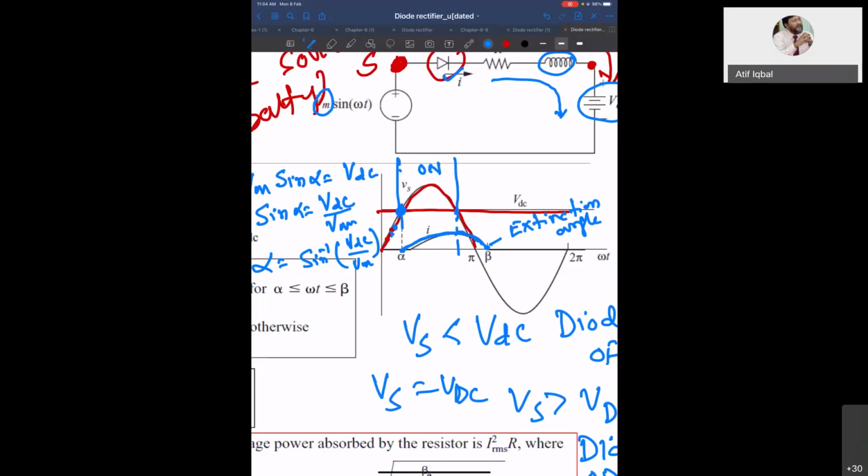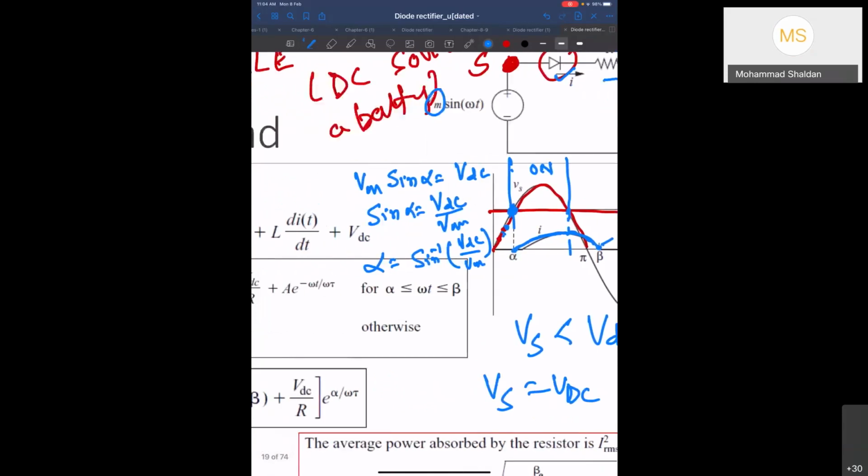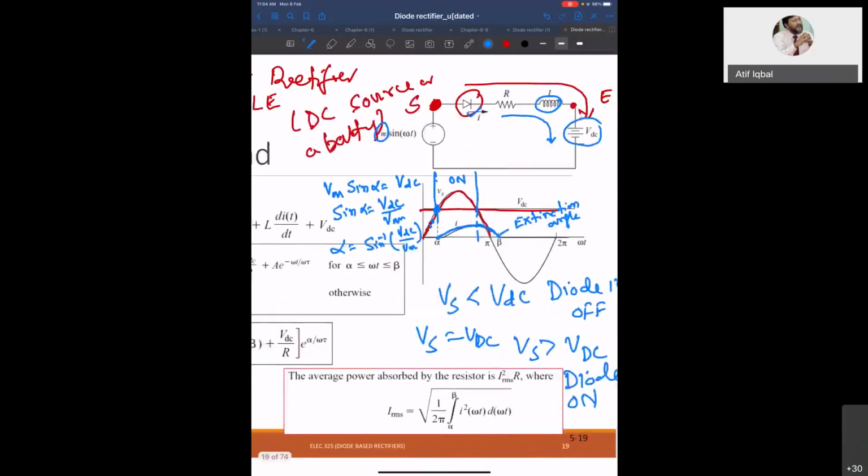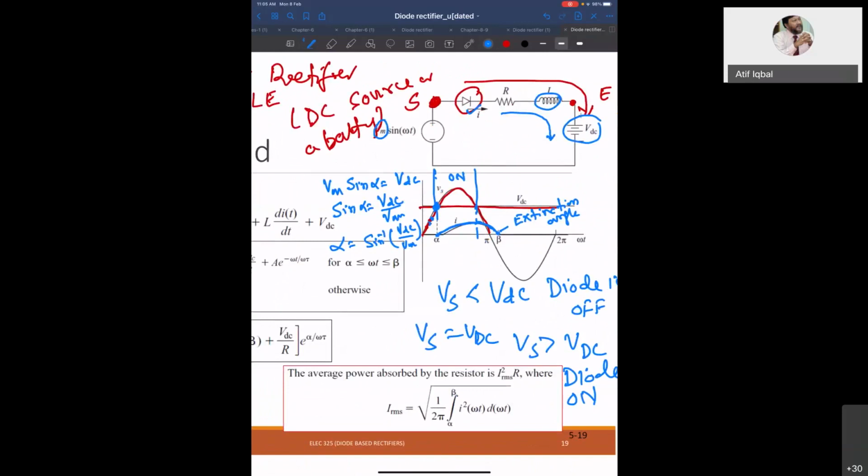Now, beta is called the extinction angle, at which the current becomes zero. The current does not become zero at pi, but extends up to angle beta. This is due to the fact that you have an inductor in the circuit. Due to this inductance, the current does not drop suddenly to zero. It takes some time to drop to zero, and it reaches zero at beta. So the current exists between alpha and beta.